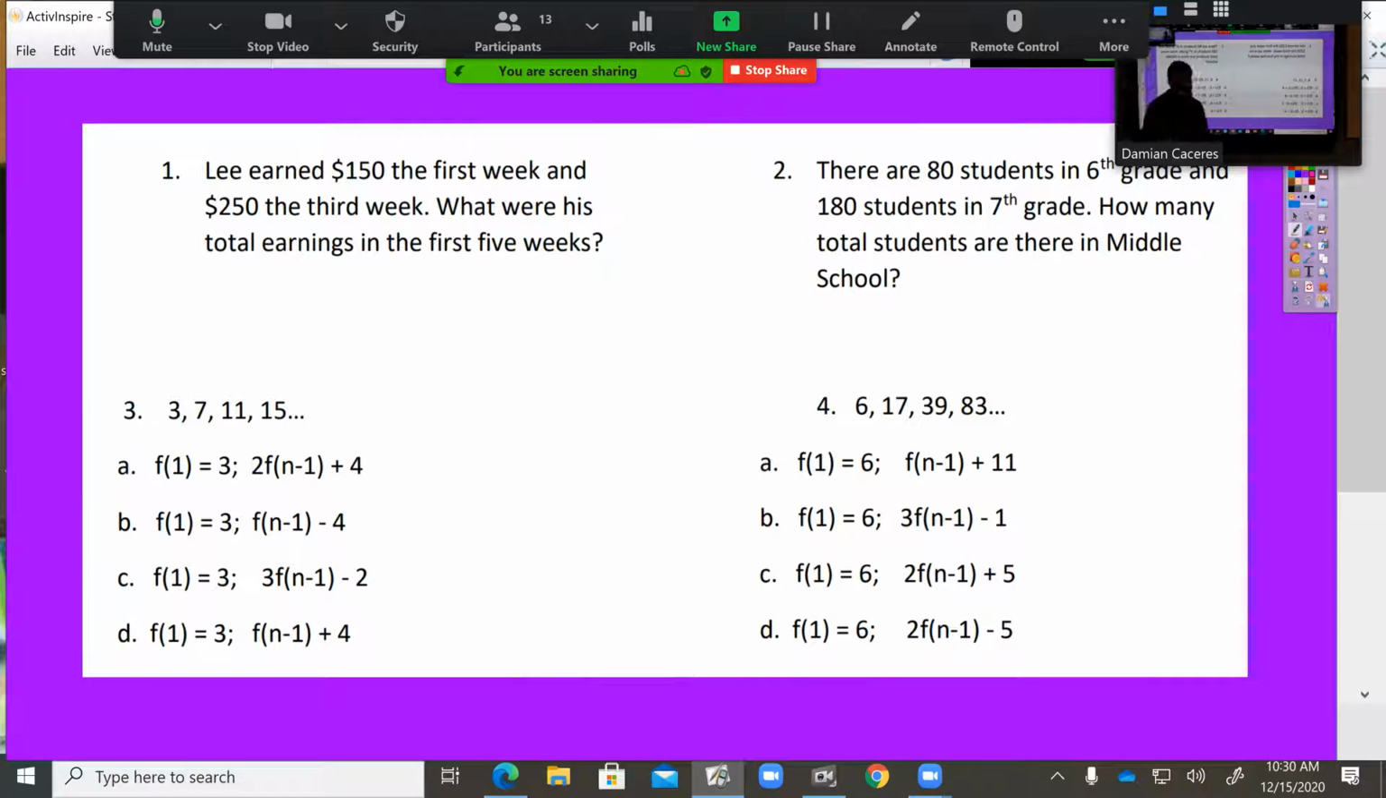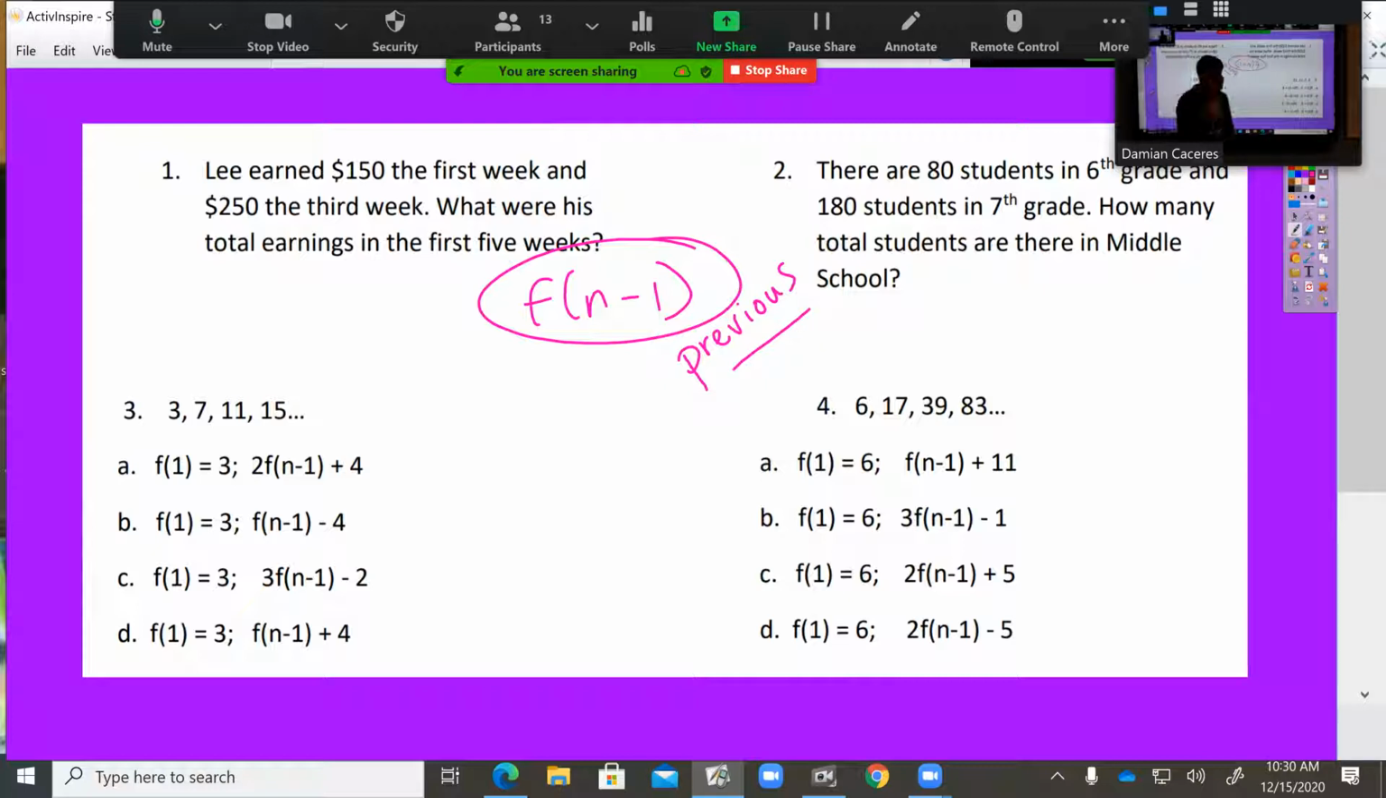Now for number 3 and 4, it's pretty simple, so please make sure you pay attention to it. First of all, whenever you see f of n minus 1, this represents the previous number. So all you need to do is plug in the first number where you see f of n minus 1. And calculate, solve it. So because the 2 is touching the f, you know it's multiplication. So we're doing 2 times 3 plus 4.